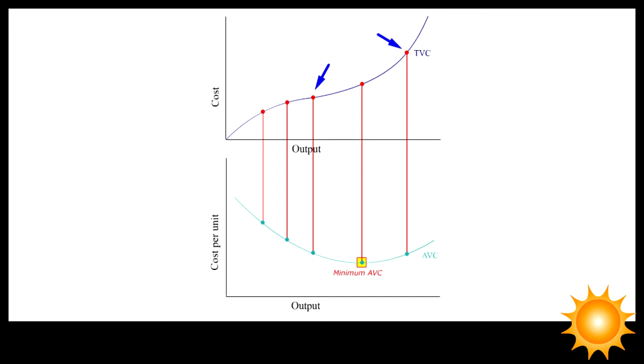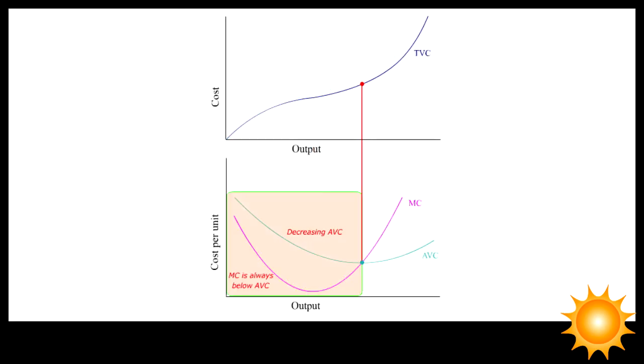Second, AVC has a symmetric U-shape because 2 points on opposite sides of the minimum AVC point on TVC have equal slopes. Third, when AVC is decreasing, MC is always below AVC. MC could be rising or falling. Fourth, when AVC is increasing, MC is always above AVC and rising.